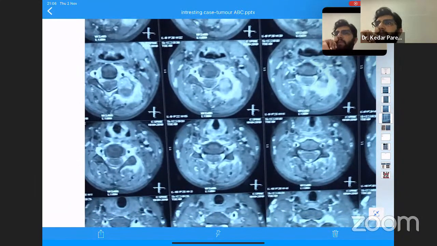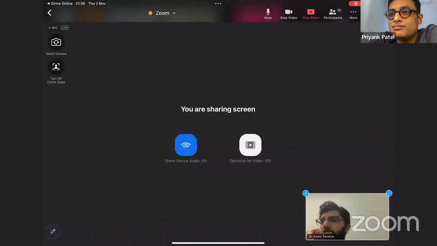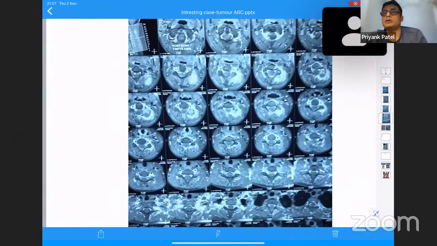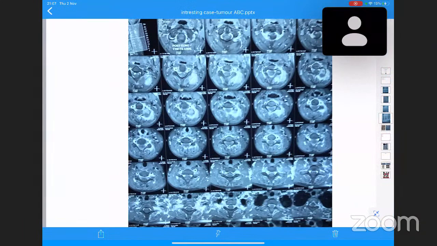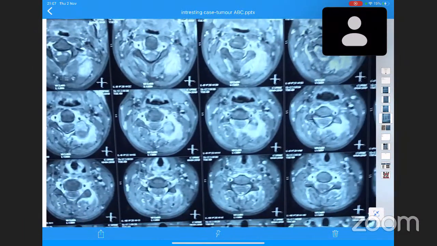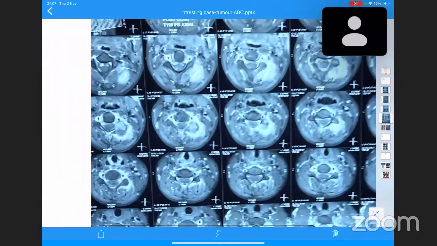The lesion is well encapsulated. Yes, Aditya. So sorry, Priyank, I'm interrupting in between. No, of course. Just for delegates' sake, do you always advise a contrast MRI if you see any suspicious or suspected tumor-like condition in all cases?